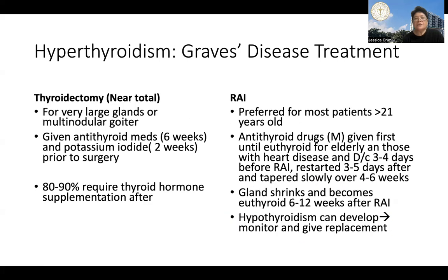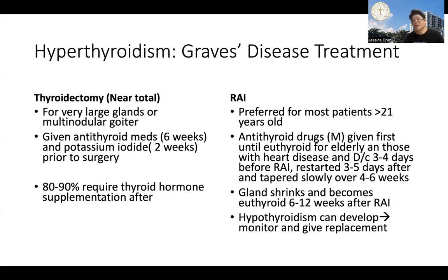Okay. Now, surgery is advised for very large glands or multinodular goiter. And before that, we give antithyroid medications about 6 weeks before, and then place the patient on potassium iodide 2 weeks before surgery to decrease the vascularity and size of the gland. And most of these patients will have to have levothyroxine supplementation later on.